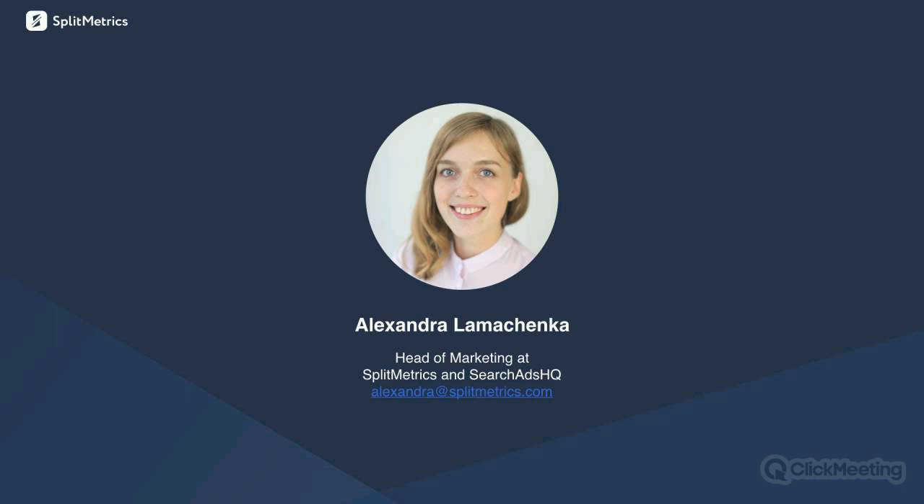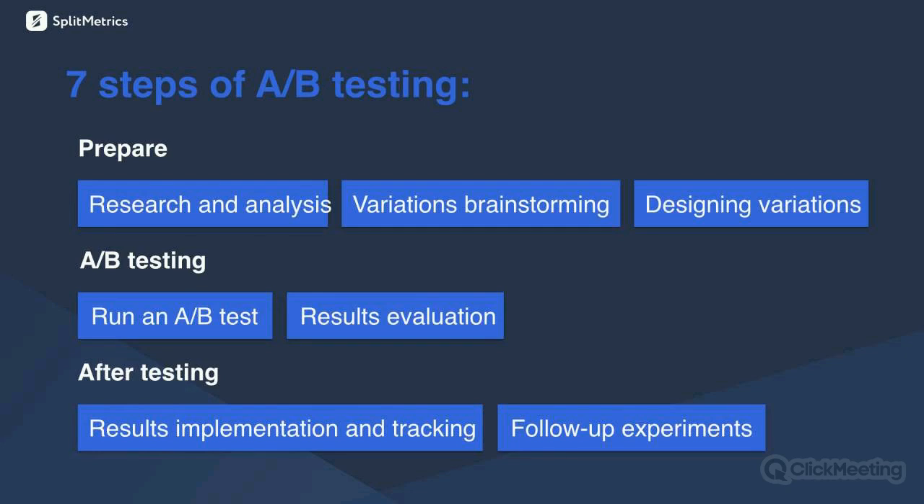Today, we are going to review each and every step of the standard A/B testing workflow and key success factors. We'll deconstruct the following activities. So, preparation. We will talk about research and analysis. Then we will talk about variations brainstorming. We will dive into designing variations. Then we will go to A/B testing. We will check out how to run A/B tests and evaluate results.